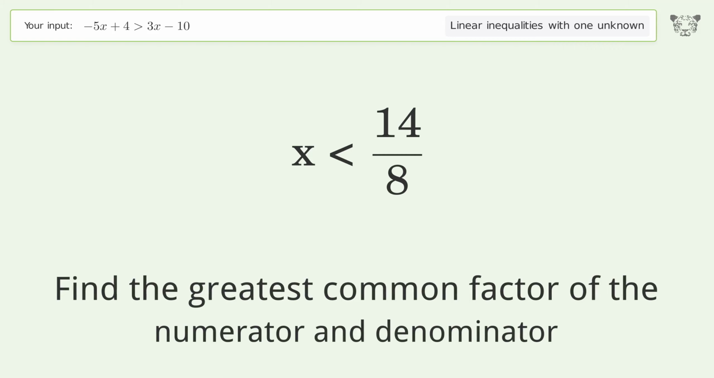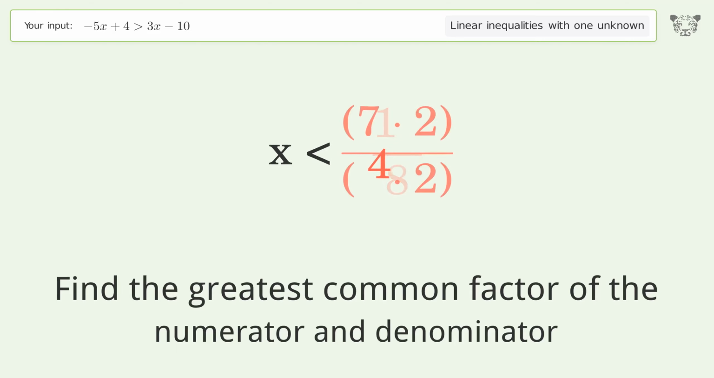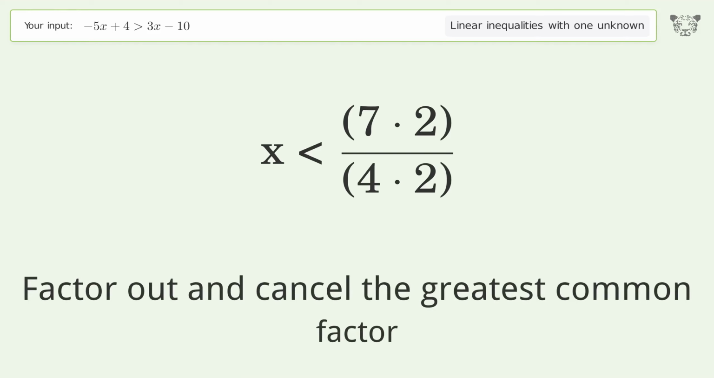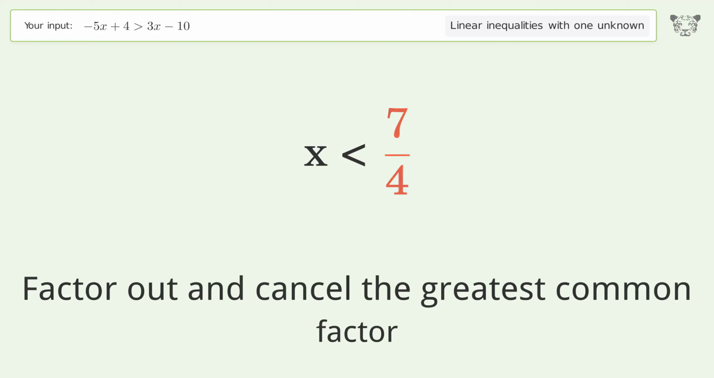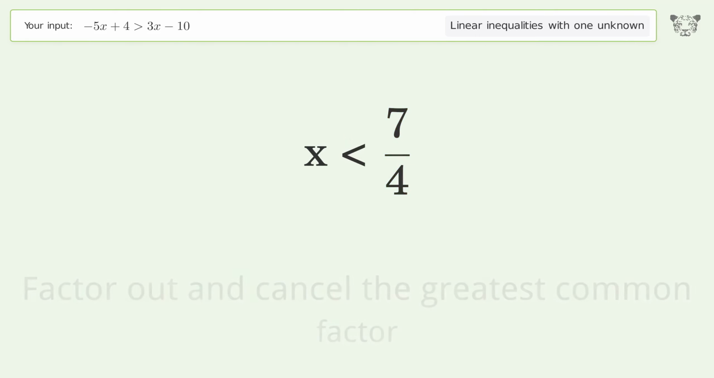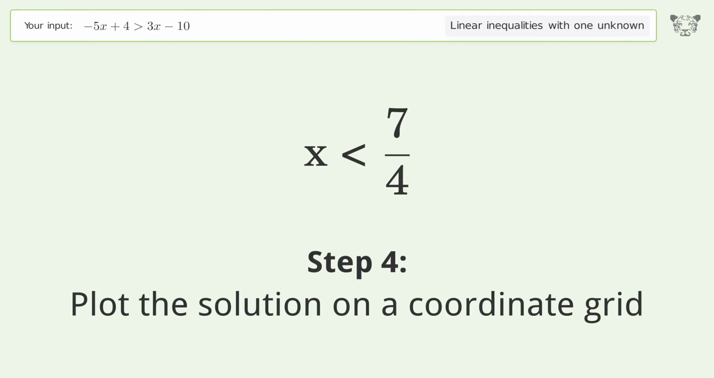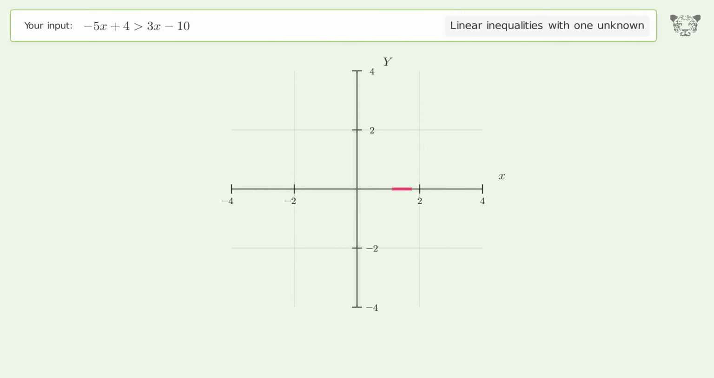Find the greatest common factor of the numerator and denominator. Factor out and cancel the greatest common factor. Plot the solution on a coordinate grid. And so the final result is x smaller than 7/4 smaller than 13/4.